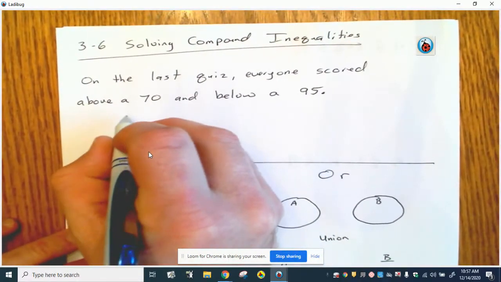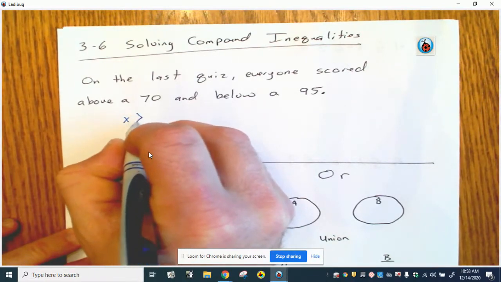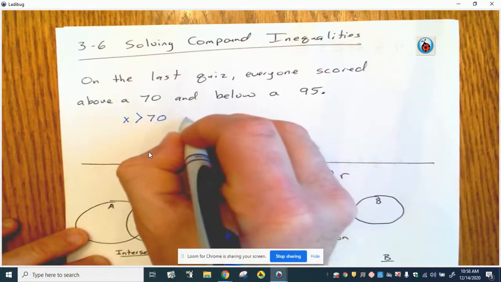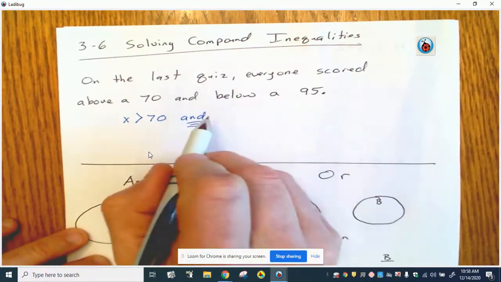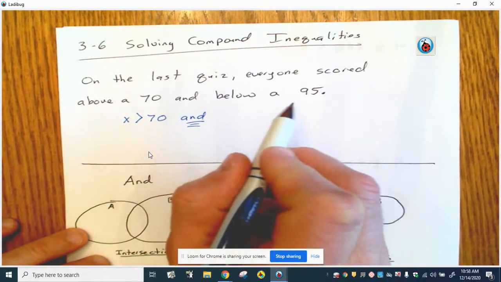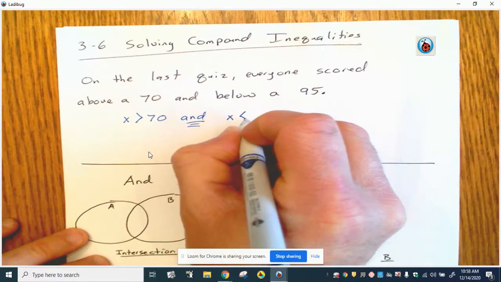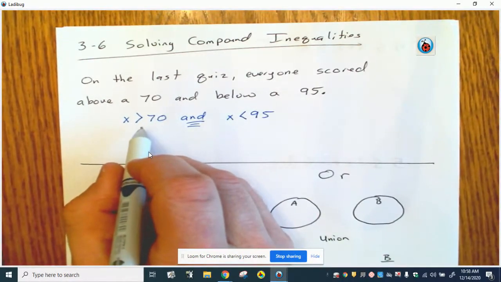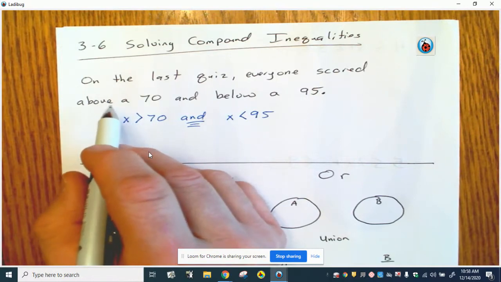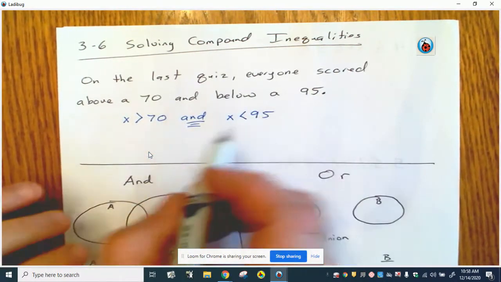We said everybody is above a 70, so x would be greater than 70. And this is an important part, we're going to talk about that more in a second, and below a 95, which means x was less than 95 as well. Notice I did not put "or equal to" in either one because this says that it was strictly above 70 and strictly below 95.